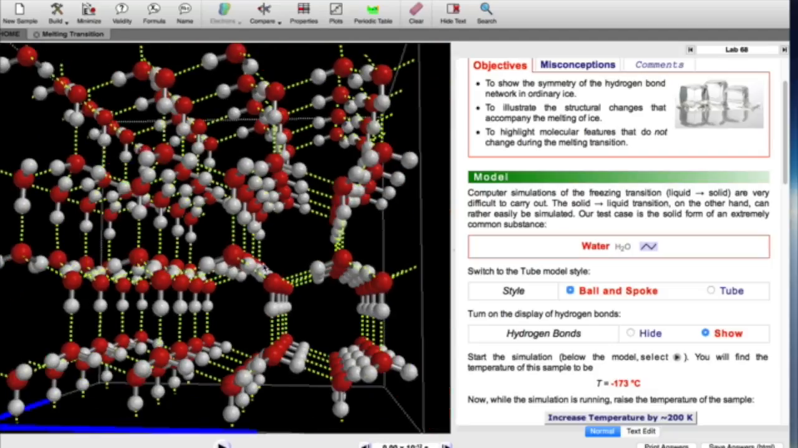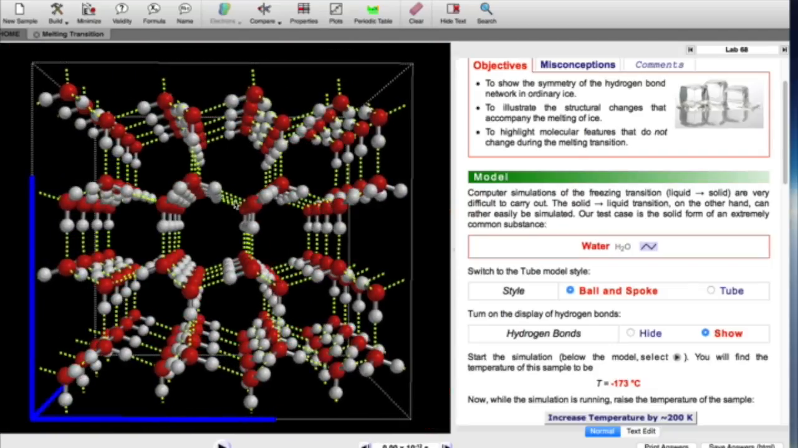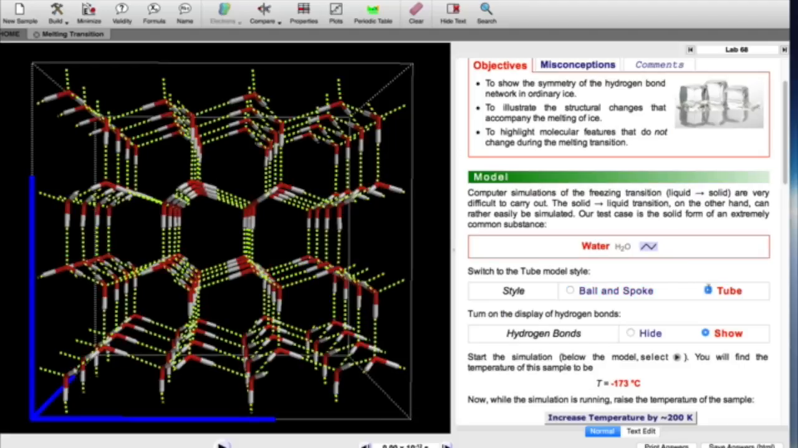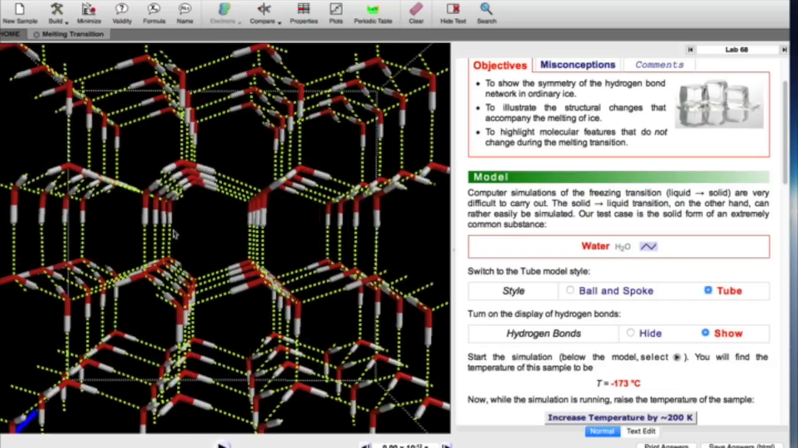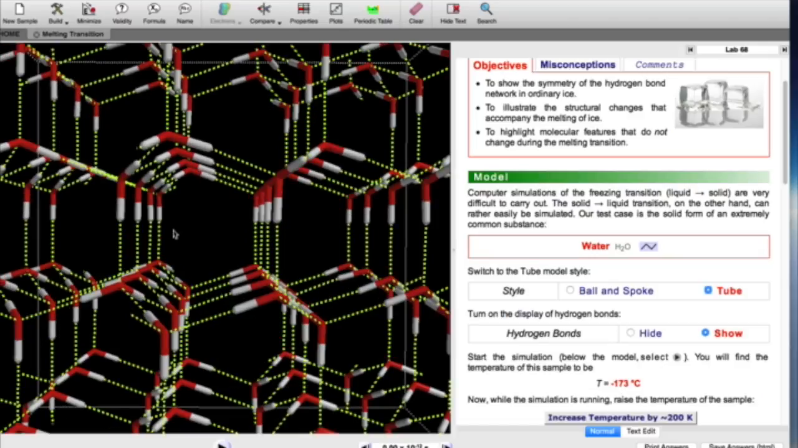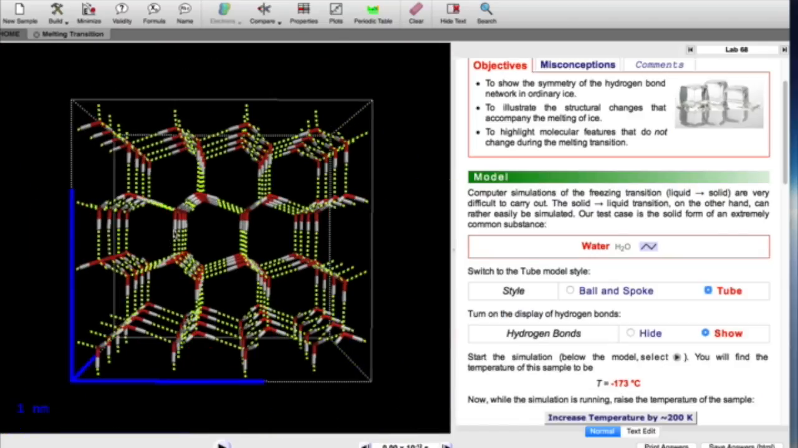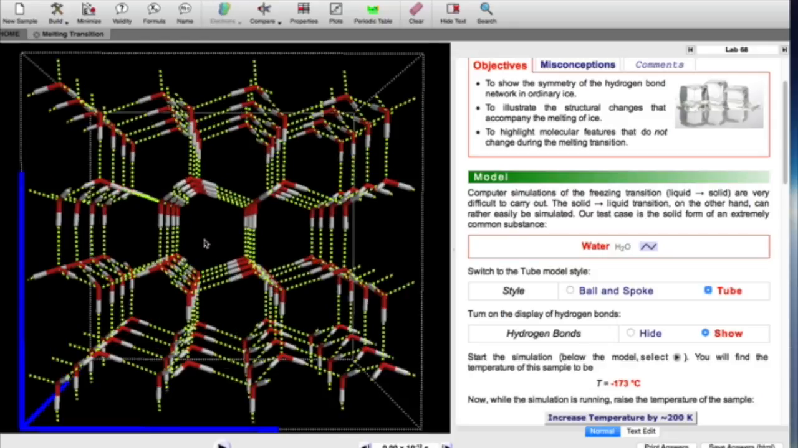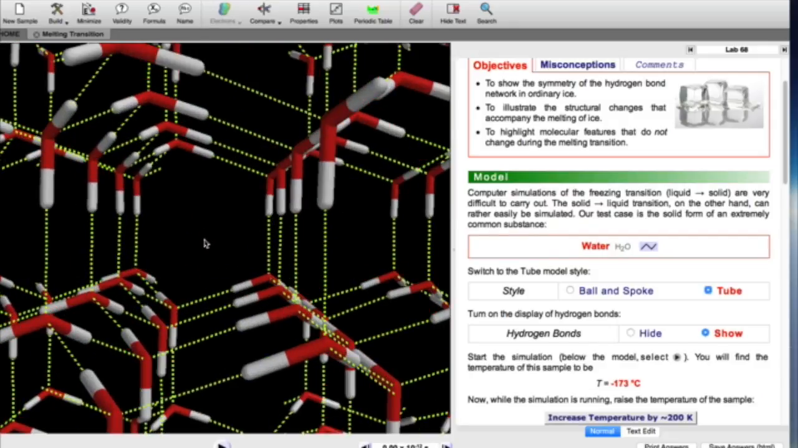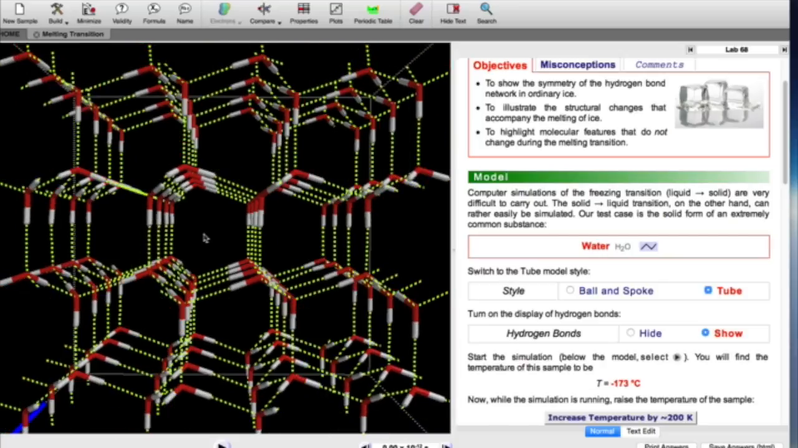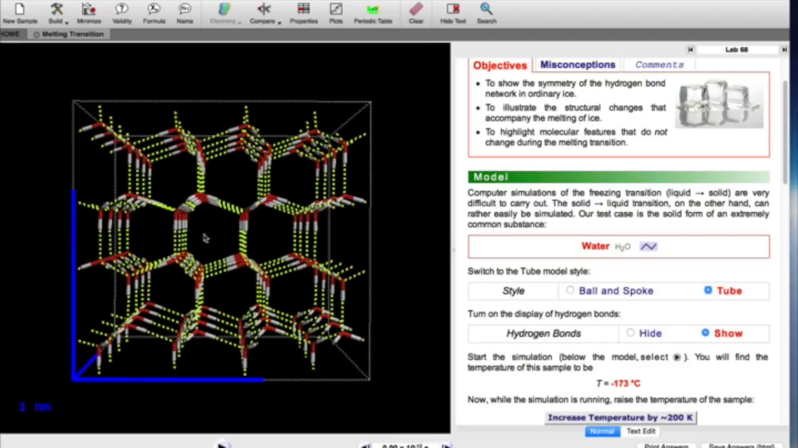So if we zoom back out in both the ball and spoke representation and in the tube representation, we can see right away that in order for hydrogen bonding to take its maximum advantage in the sample, the water molecules must line up effectively in these ring-like structures. And as a consequence of having this ring-like structure, the overall density of ice must be relatively low because we effectively have these cavities between these water molecule rings that are empty. So therefore, for a given mass, the volume is significantly high.